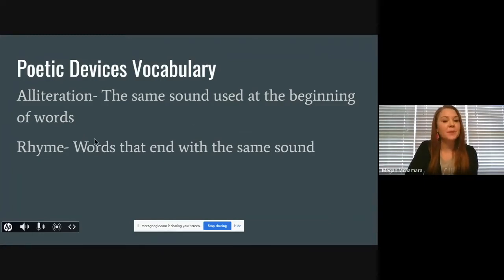And then we are also going to be talking about rhyme today, words that end with the same sound. Those are the same rhyming words you learned all the way back in pre-K and kindergarten: cat, hat, mat, sat. Okay, so go ahead and pause the video and fill in those definitions in your chart underneath the definition column.